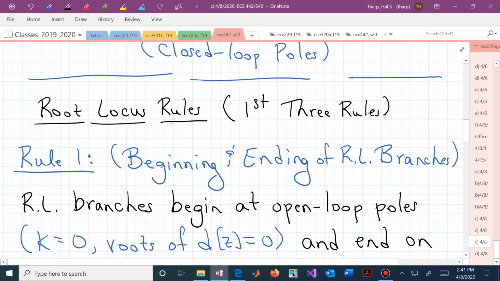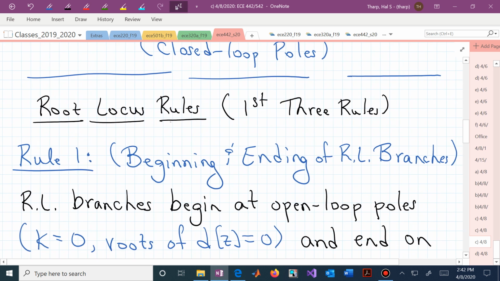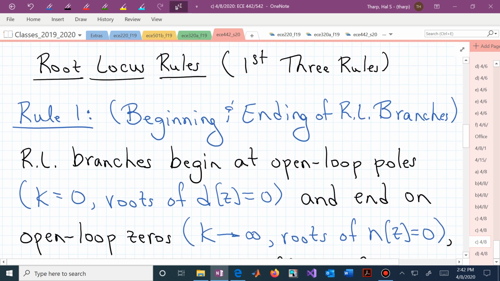So what's the first rule? Here are the first three. In this class we will have 5 root locus rules. In Unit 6 we will concentrate on the first 3 rules. Rule 1 gives us the beginning and ending of the root locus branches. And here's the statement of root locus rule number 1.